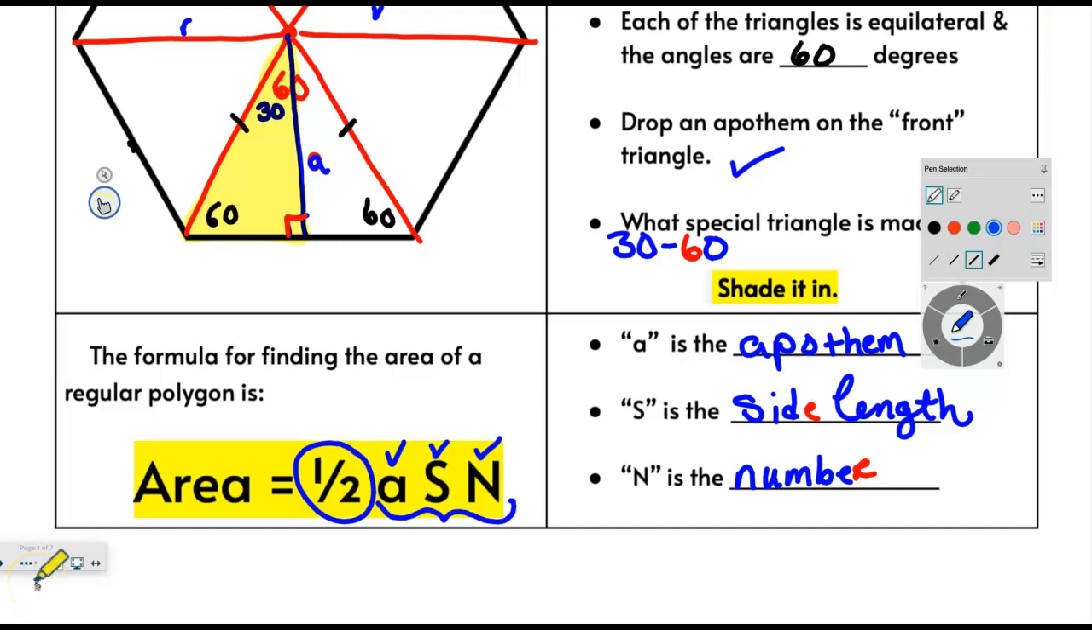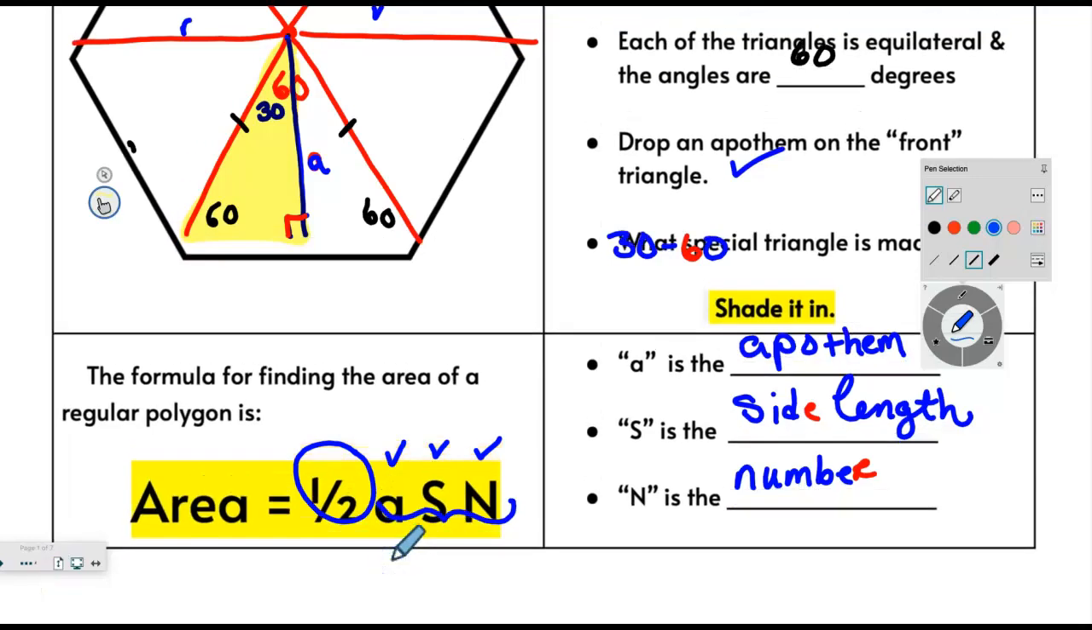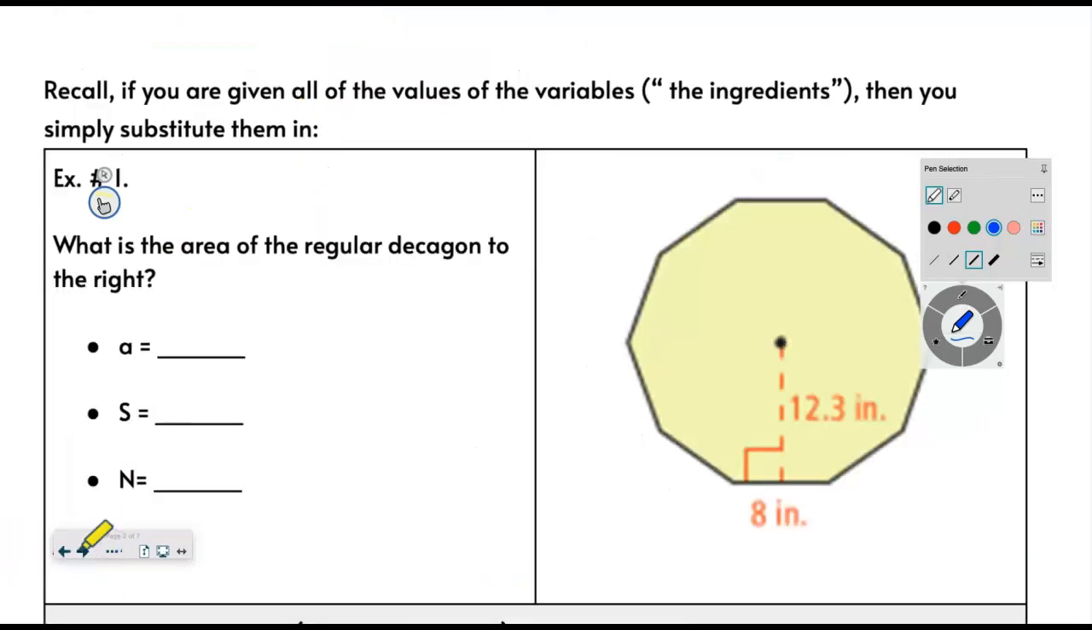Again, that last variable, the N, and I've been sometimes calling these ingredients, they're kind of what I need to be given or need to find in order to dump them into my formula or my recipe. And N is the number of sides. 6 for a hexagon, 8 for an octagon, you kind of get the idea. So let's do first case scenario. Best thing, recall when we were working with our other 5 formulas, it was really nice when they were giving me all of the variables. All I have to do is dump them in, okay?